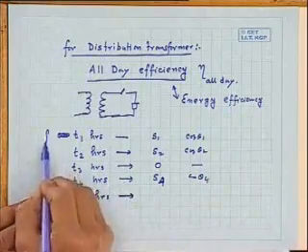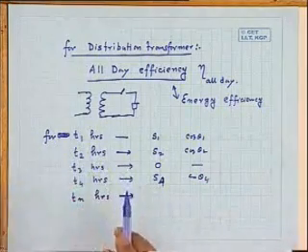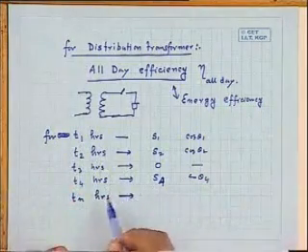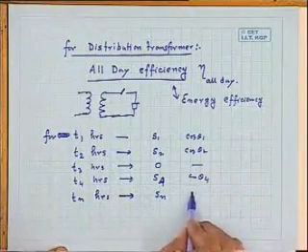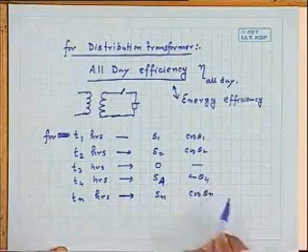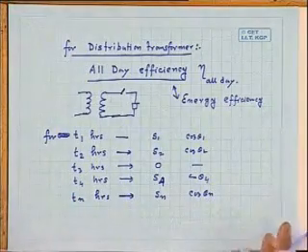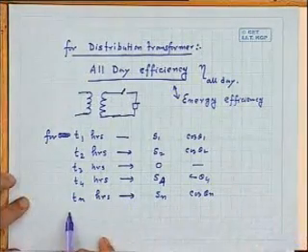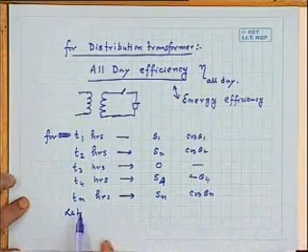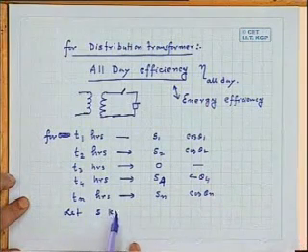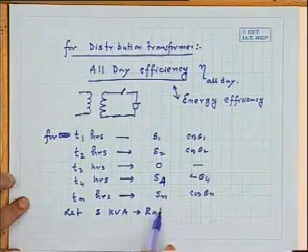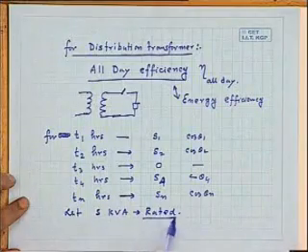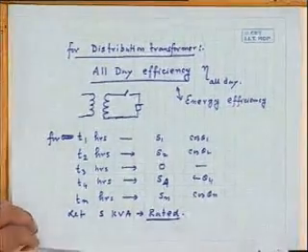Suppose in the nth interval, for Tn hours, and T1 is not a single hour. So first 5 hours, the next 3 hours. So this is Sn cosine theta n. And suppose S is the kVA rating of the transformer, the rated kVA.